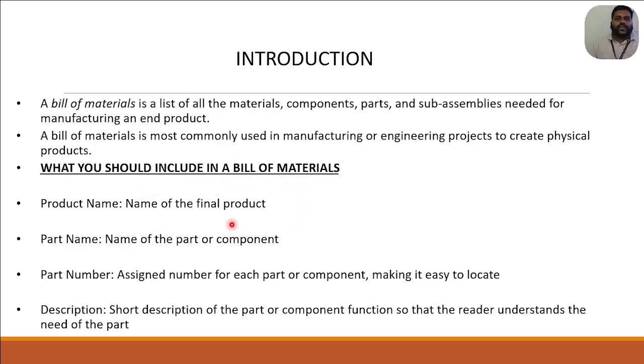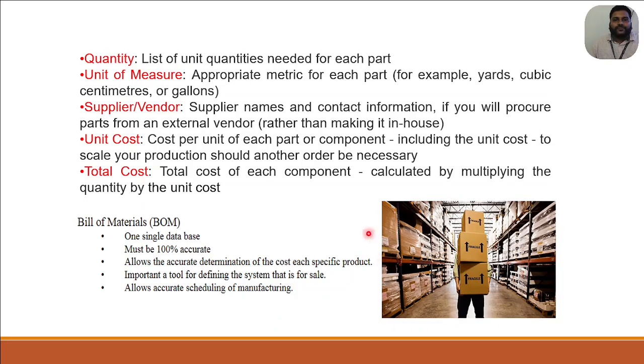The name of the final product, the name of the part or component, and a part number which needs to be assigned, making it easy for us to locate it. Then a short description of the part or component function so that the reader understands the need for the part. You also need to state the list of quantities which is required for each part.